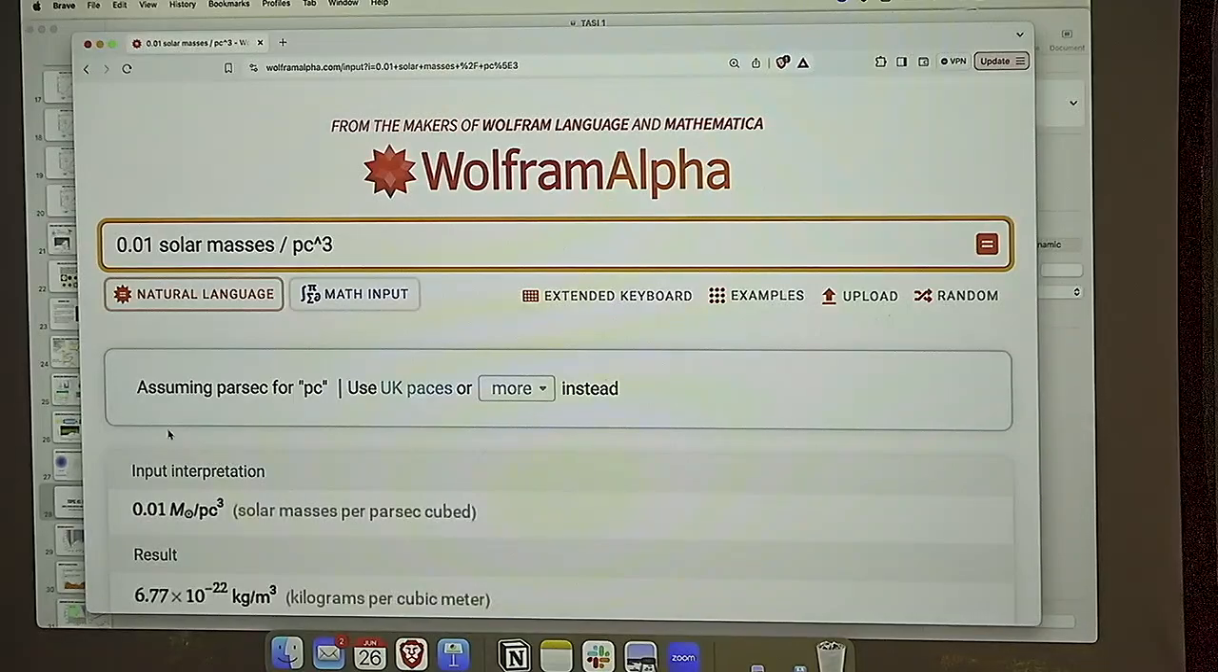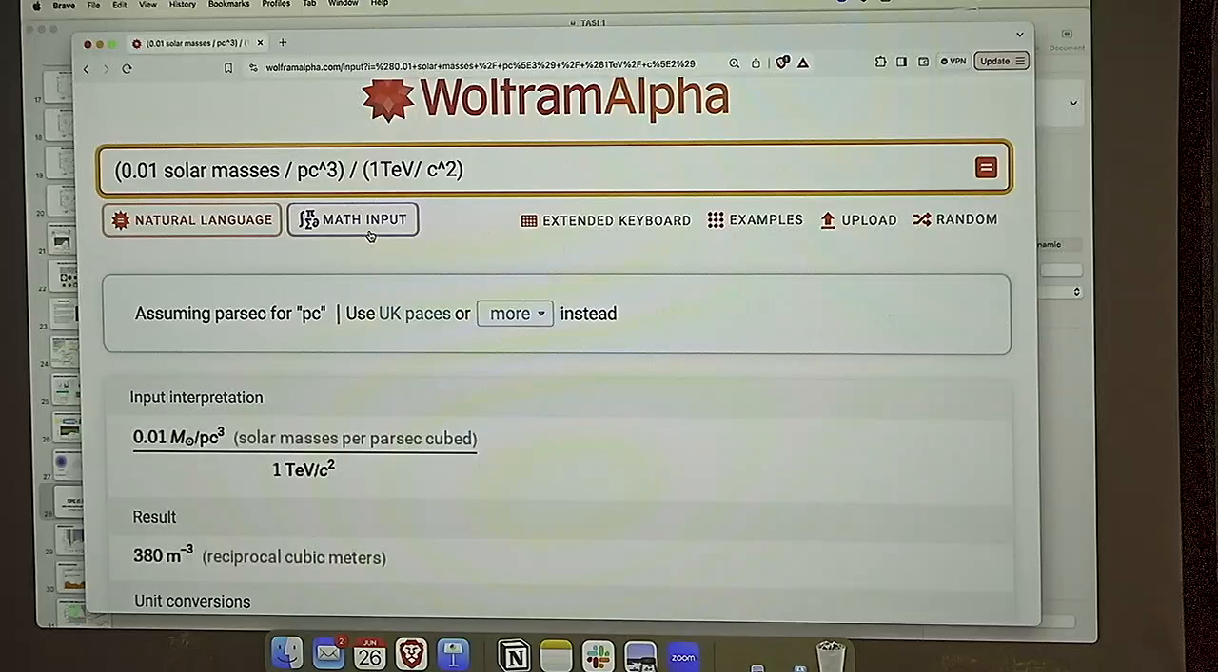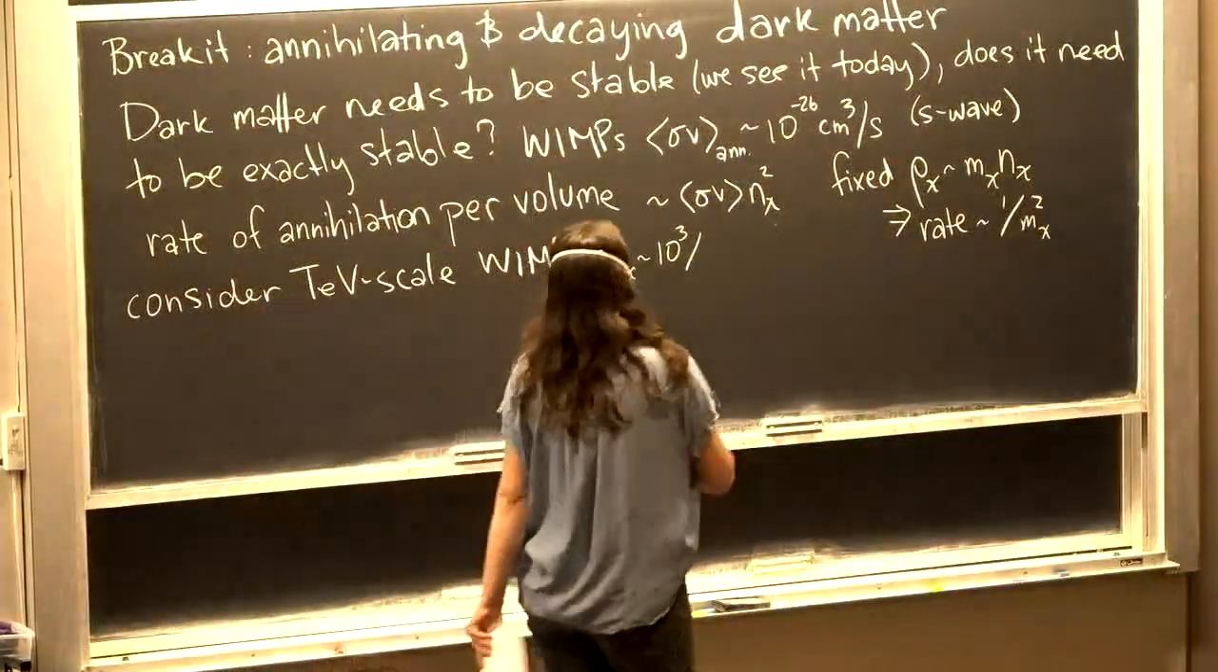So now to get the number density, I've got to take that and divide it by a TeV, 1 TeV, and I've got to remember to put the c squareds in the right place. Does that give me the right units? Yes, it does, and that agrees with what I have in my notes. And remember, 3 equals 10. So the number density is like 10 to the 3 per, what is it, centimeter cubed? Meter cubed. Yes, good. Per meter cubed.